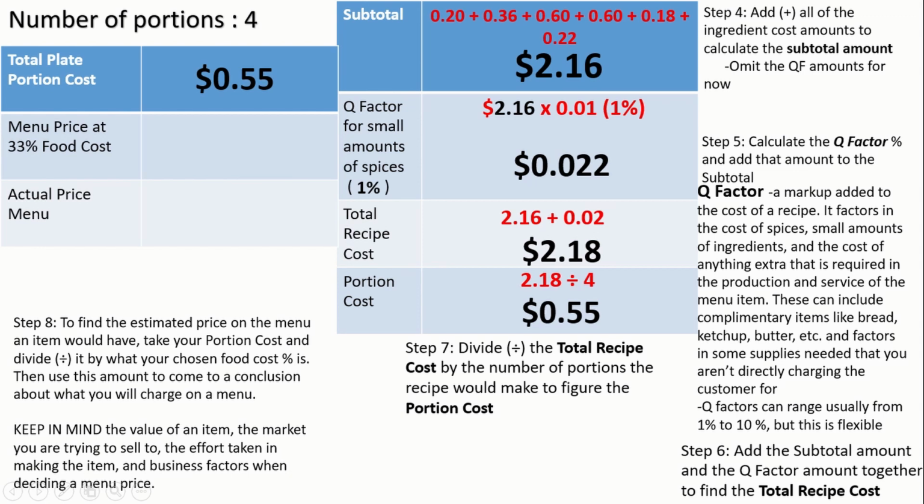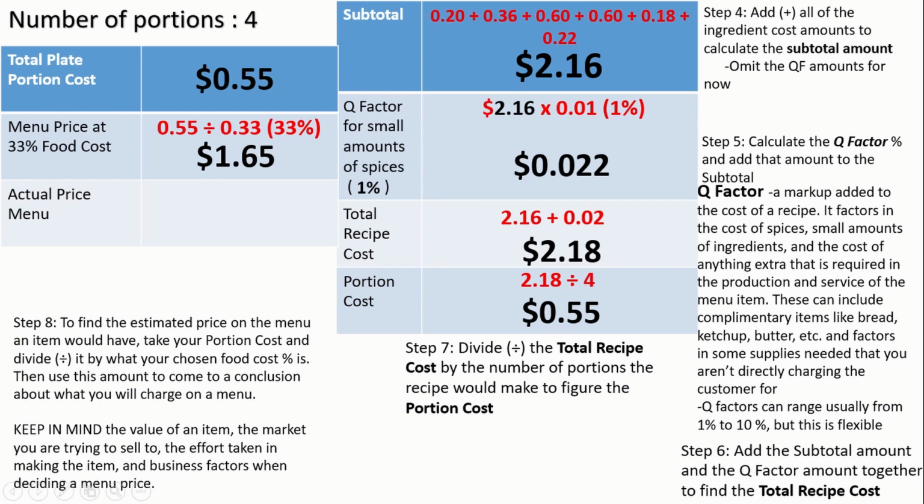So what you're going to do here is take the portion cost, which we determined as 55 cents. If you're pricing it at 33% food cost, you're going to take your portion cost and divide it by your food cost percentage, in this case 33%. When we do that, we get around $1.65. So going by the ProStart model, you would charge about $1.65. However, that's where we get to our actual menu price.